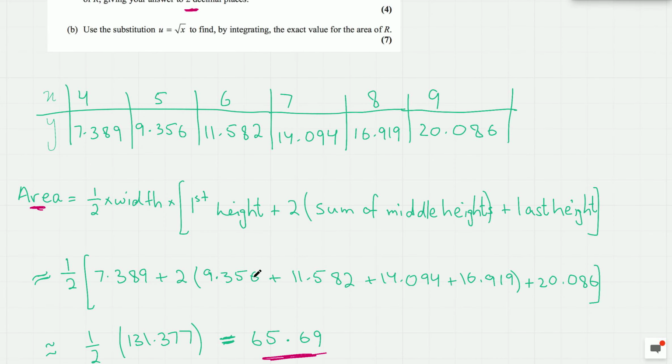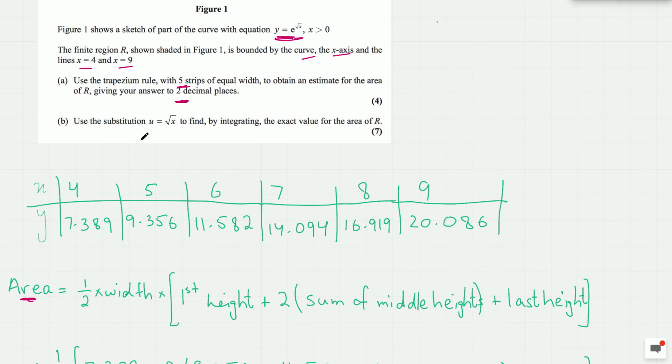Now, for part B, use the substitution u equals the root of x. So this is the substitution given to us. We have to use this to find by integrating the exact value of the area of R.